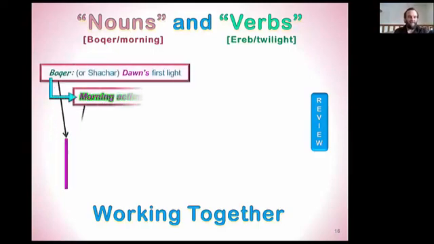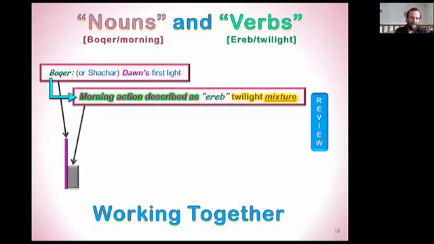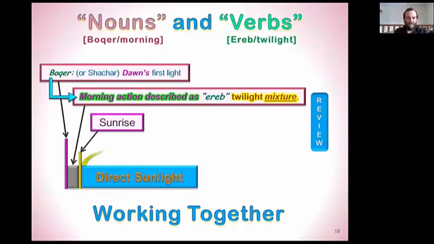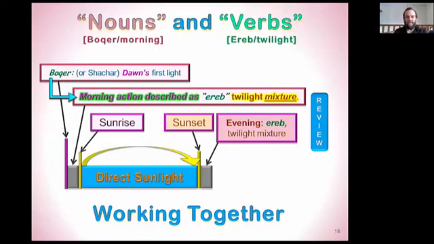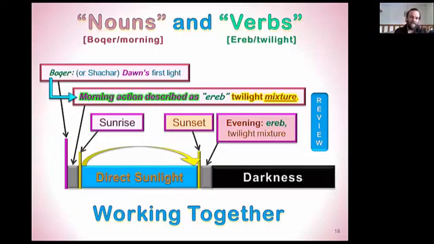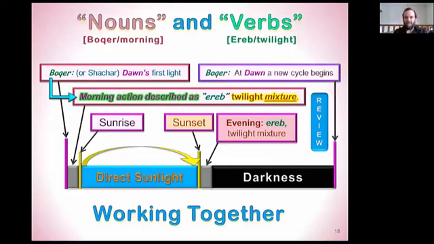Okay, there on your left is boker or shachar. That is dawn's first light. And we see the gray box. It is the morning action described as Aibv, the twilight mixture. And that comes before the sunrise. Once the sunrise happens, then we have direct sunlight throughout the full light season. Then comes our sunset, and the direct sunlight is removed, and the evening Aibv twilight mixture occurs, and that is the darkness beginning to mix with the residual light from after sunset. Then we go through the darkness of the night season, and again comes boker. At dawn, a new cycle begins, and that starts the 24-hour process all over once again.